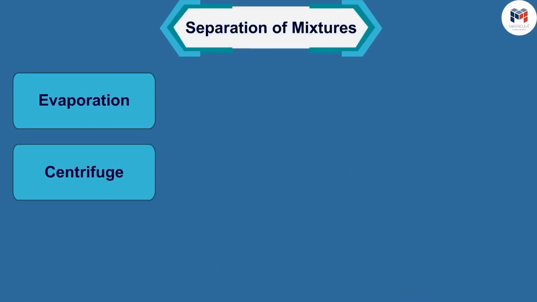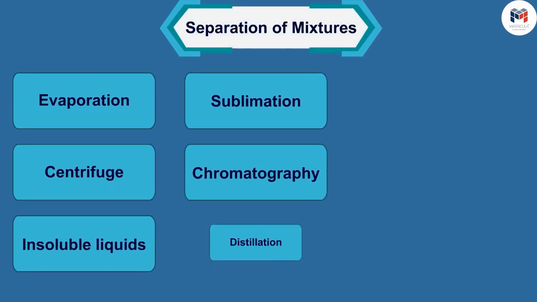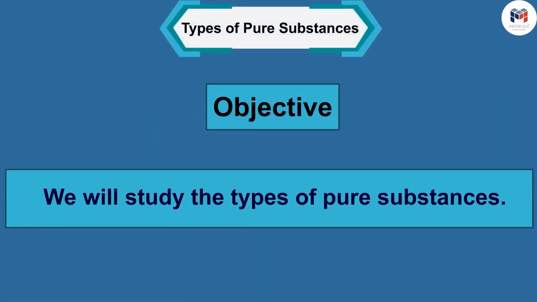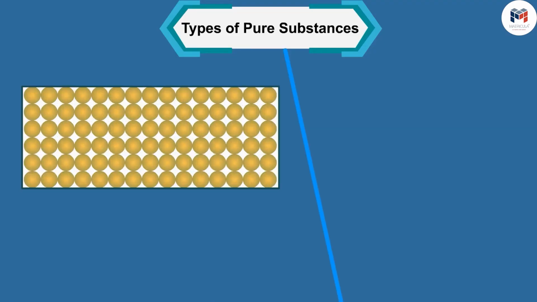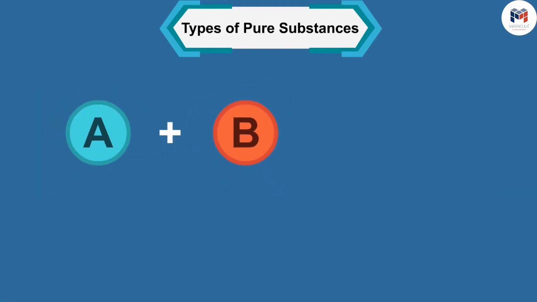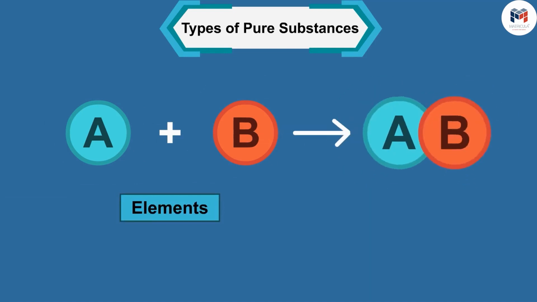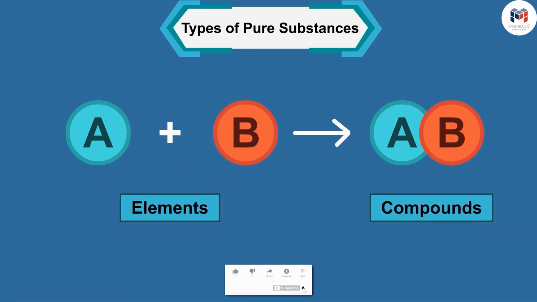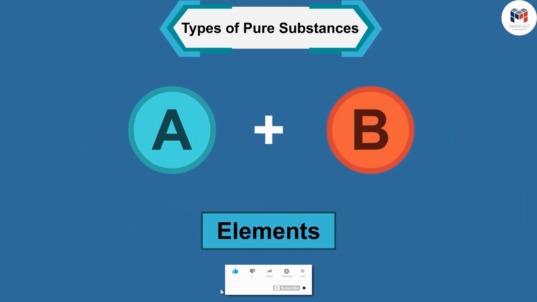In the previous video, we studied about the separation of mixtures. In this video, we will study the types of pure substances. So far, we have studied substances and mixtures. But do you know that we can classify substances according to their chemical composition into elements or compounds? Let us first learn about elements.